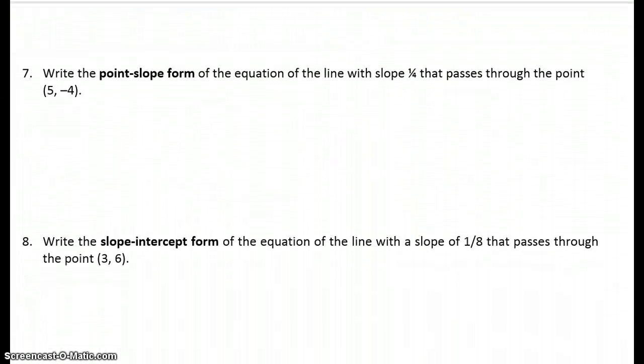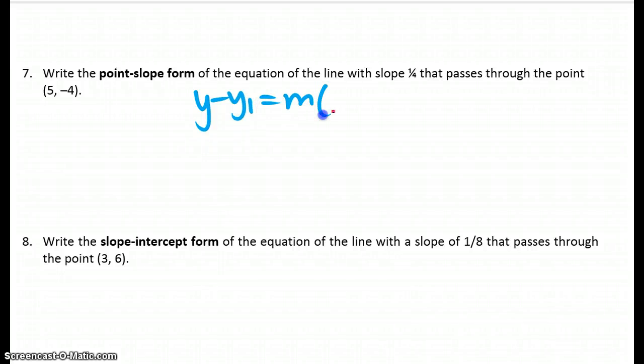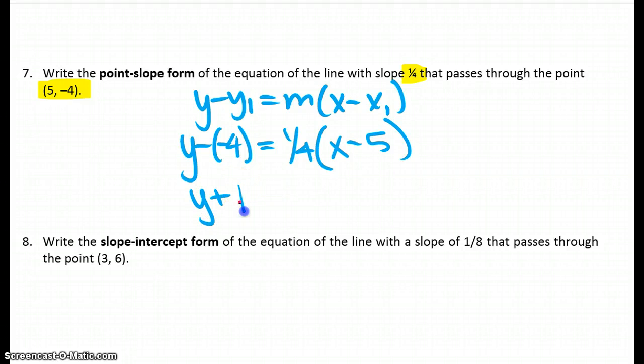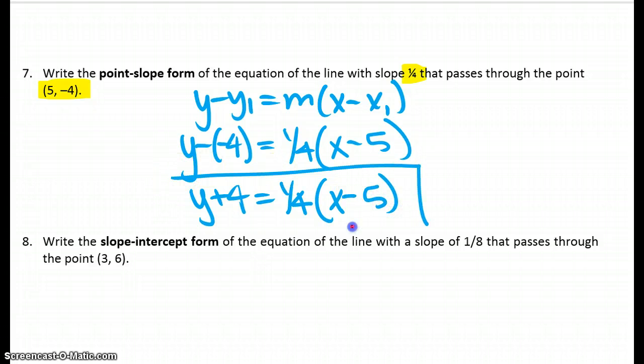Next one, write the point-slope form of the equation with a slope of 1/4 that passes through the point 5, negative 4. Alright, so this is y minus y1 equals m times x minus x1. My slope is 1/4, and my point is 5, negative 4. So I have y minus a negative 4 equals 1/4 times x minus 5. Right here I need to simplify this more, and my final equation is y plus 4 equals 1/4 times x minus 5.